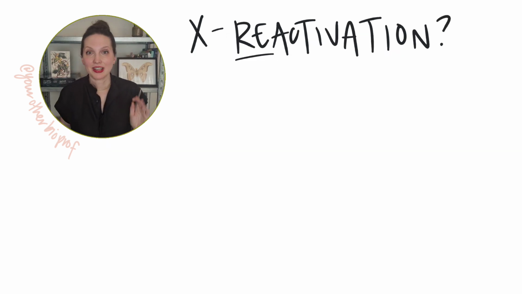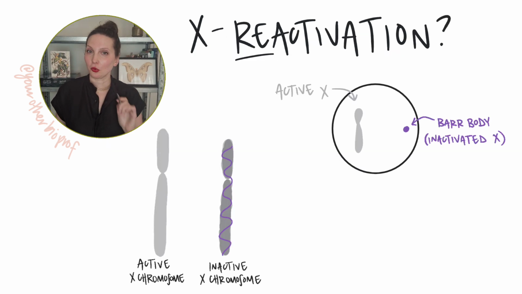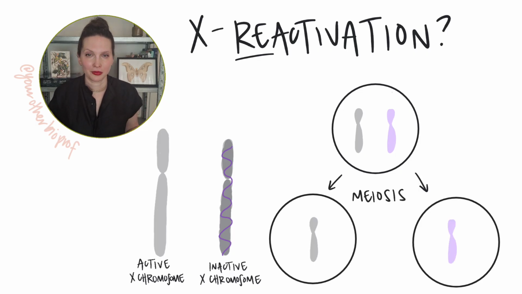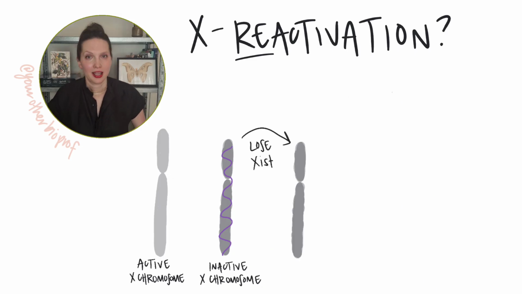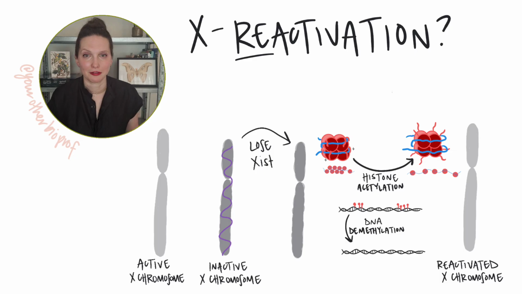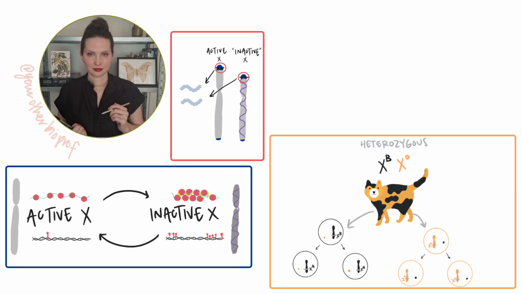Fun story. The inactivated X chromosome will later be reactivated in the germline, the cells that will produce eggs. This ensures that each gamete carries a functional X chromosome. Before meiosis begins, Xist is downregulated and the Xist coding is lost from the chromosome. The repressive epigenetic marks like DNA methylation and the repressive histone modifications are also removed.